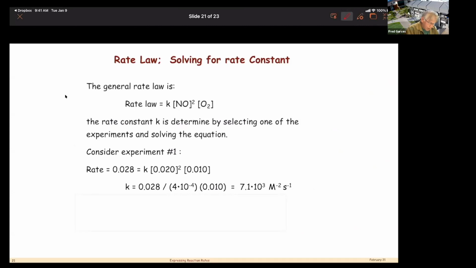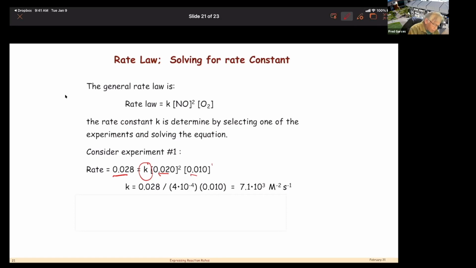Okay, so that's basically what we do. We pick an experiment. In this case, I pick experiment 1. I know what the rate is from the table. I know what these concentrations are from the table. I know what the X and the Y are. All I've got to do is solve for K, and when I do that, this is the value I get.